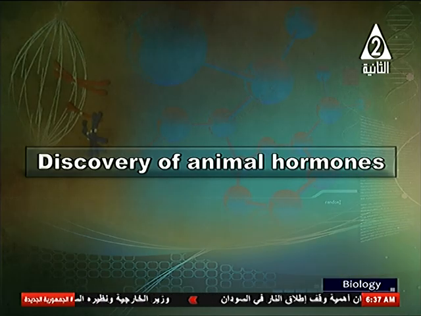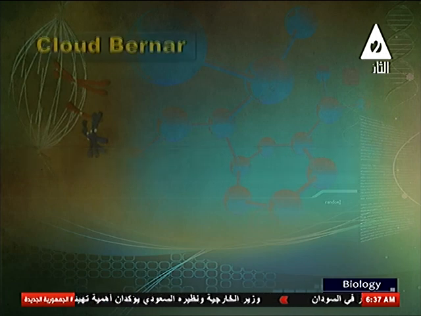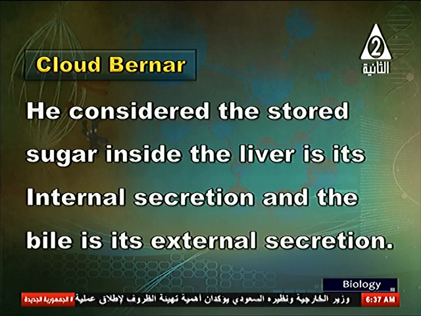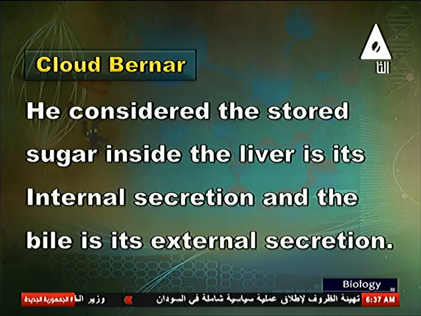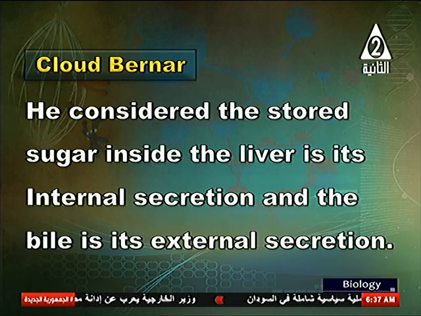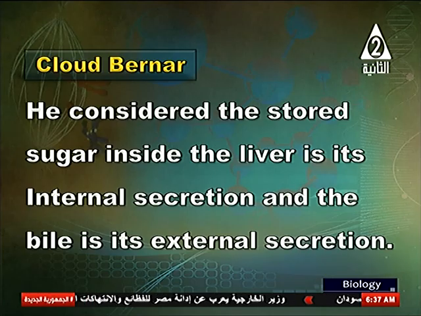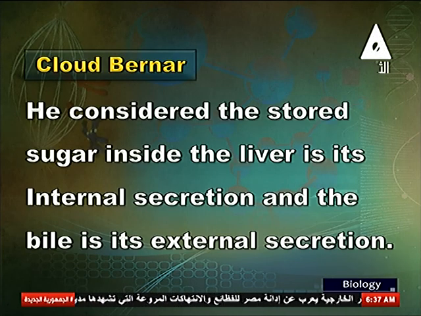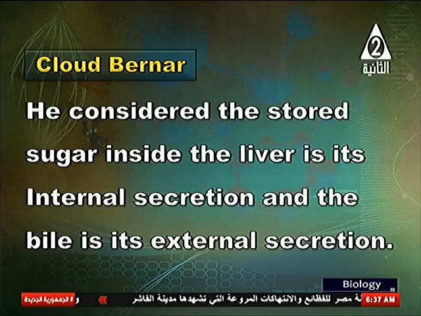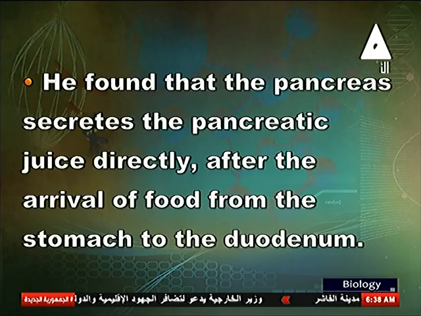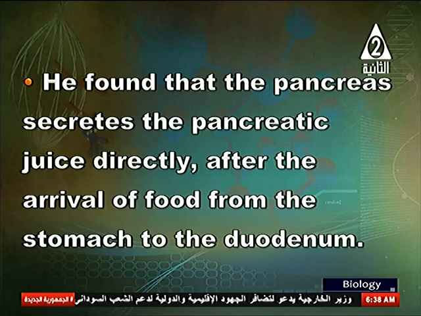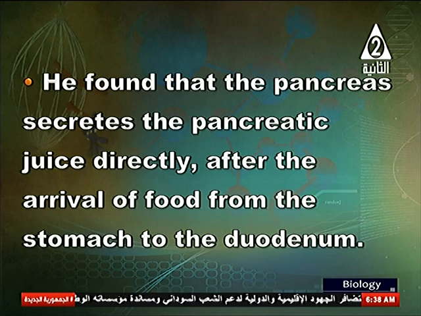Who discovered the animal hormones? Claude Bernard considered that the stored sugar inside the liver, which is glycogen, is an internal secretion, and the bile is an external secretion. Then Starling found that the pancreas secretes the pancreatic juice directly after the arrival of food from the stomach to the duodenum.